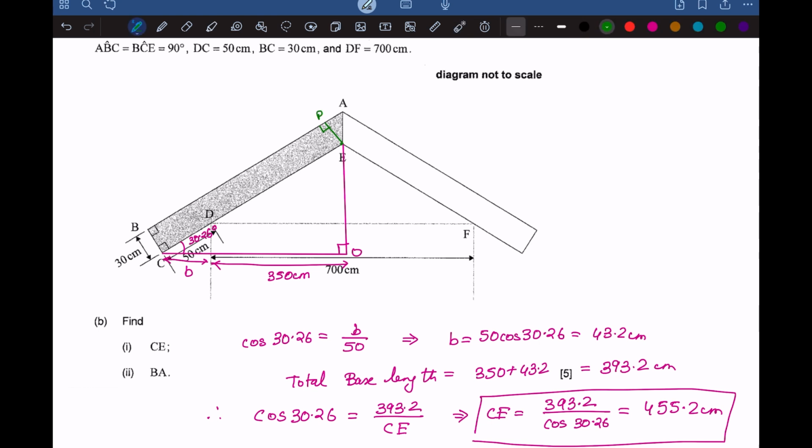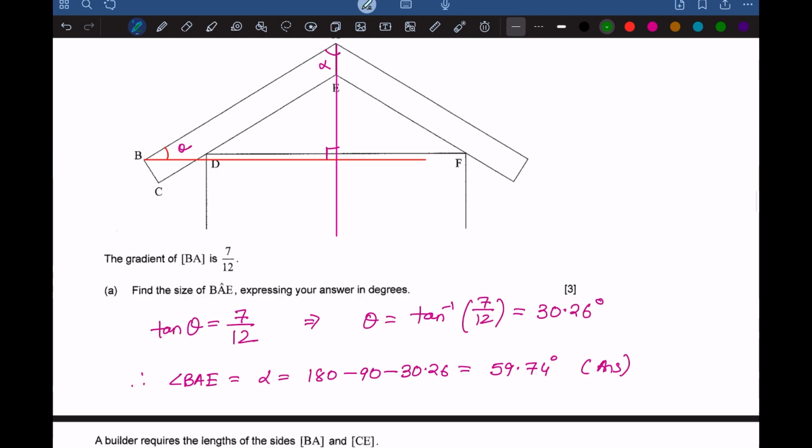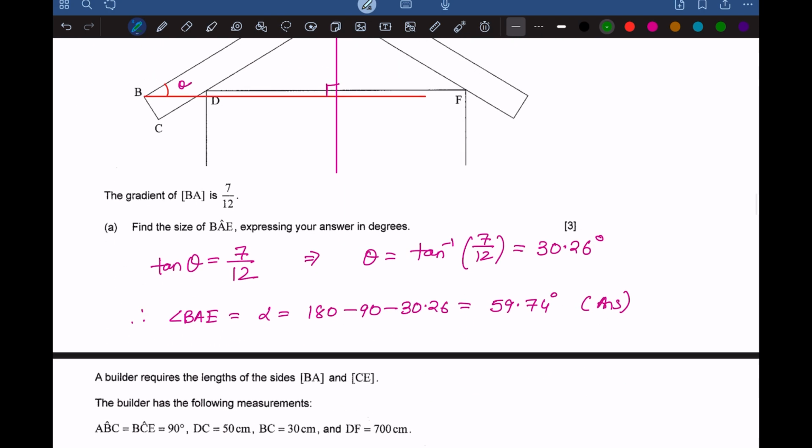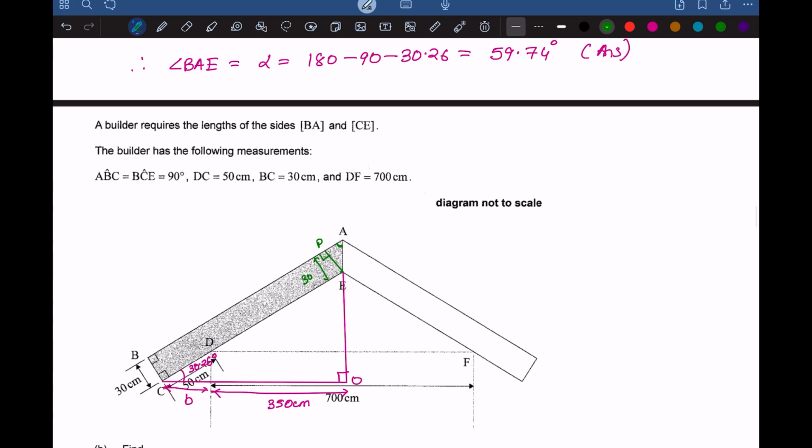This length is 30, so this length will also be 30. And I know this angle, which we found in the first part, that is this angle alpha. So this angle is 59.74 degrees. I need this length PE.